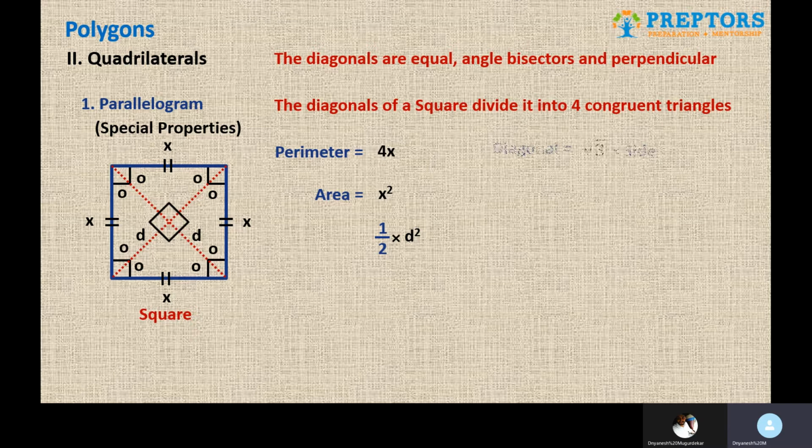One additional relation you should remember as far as the square is concerned is that the diagonal of the square is root 2 times the side. There is a correction, mind you: it is root 2 times the side, not root 3 times the side. Remember that, make that correction here. So these are the three classifications of parallelogram, which was itself one classification of quadrilateral.